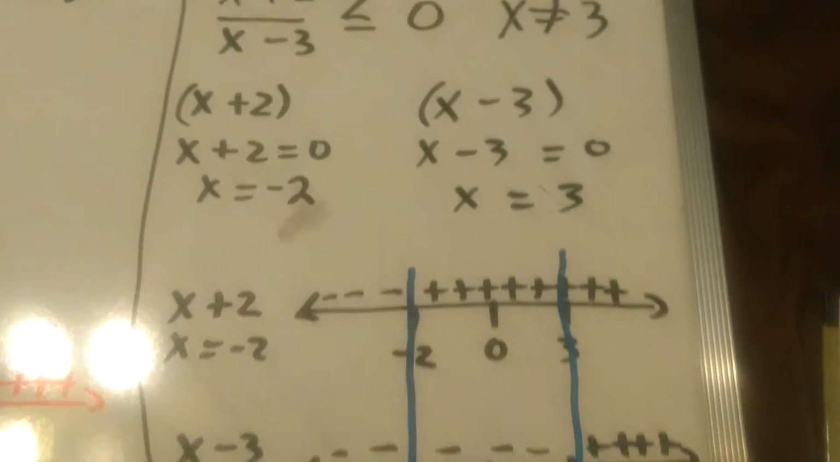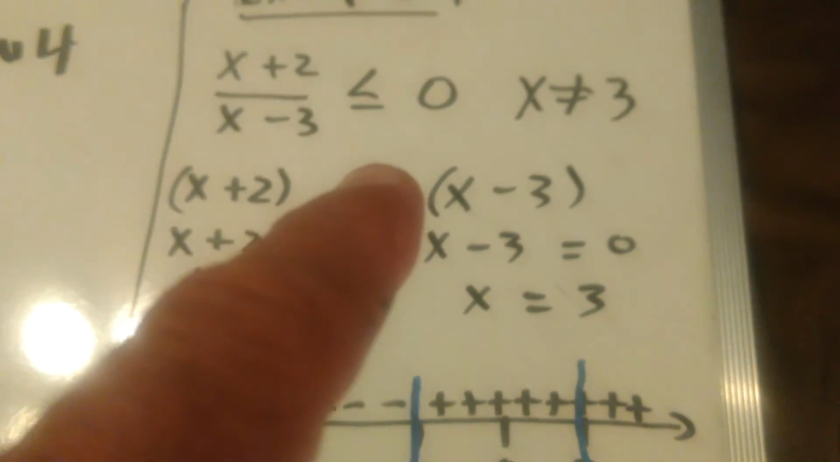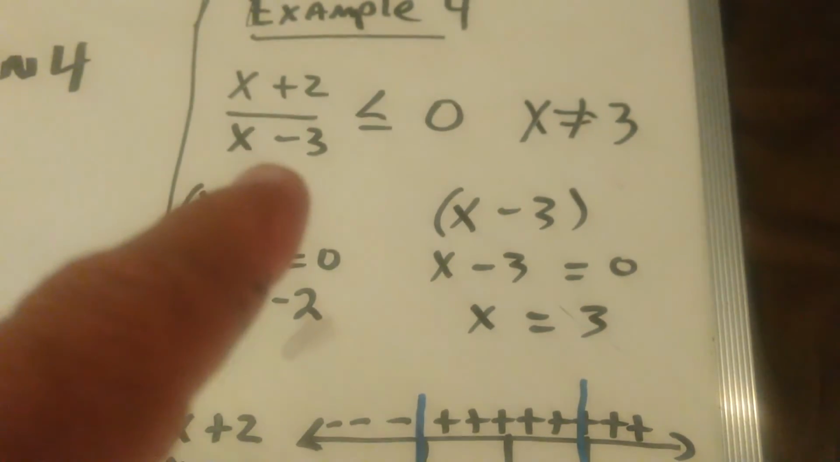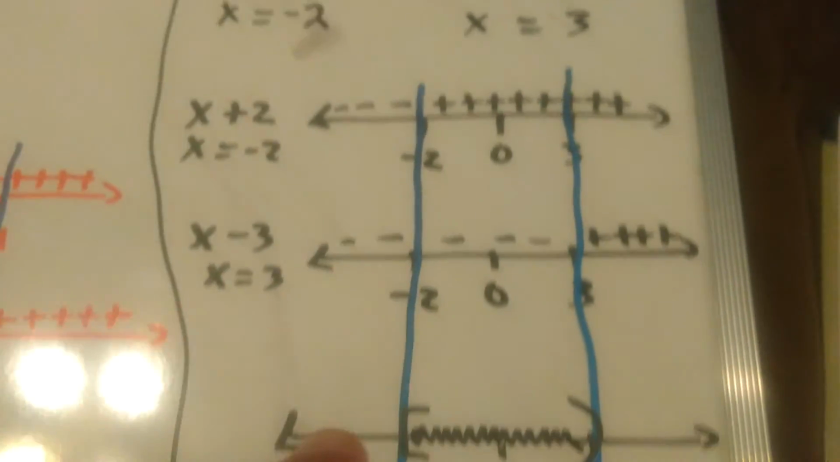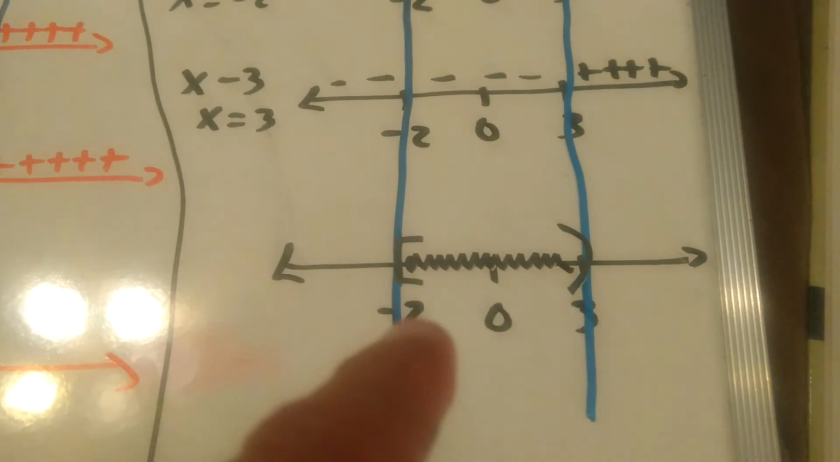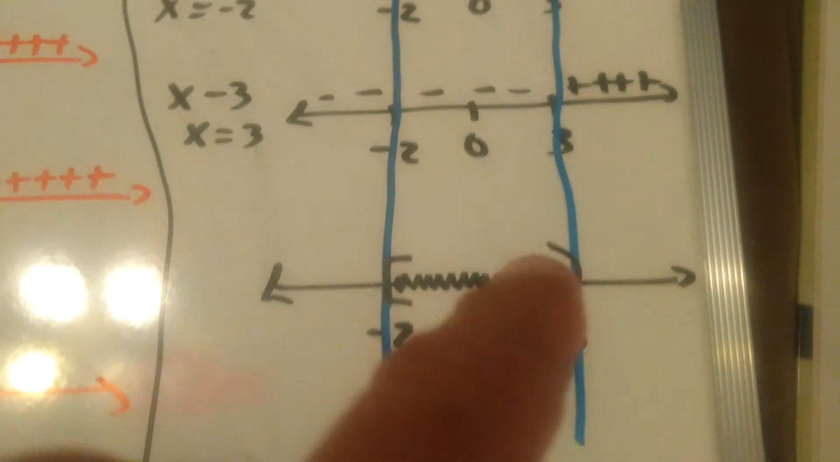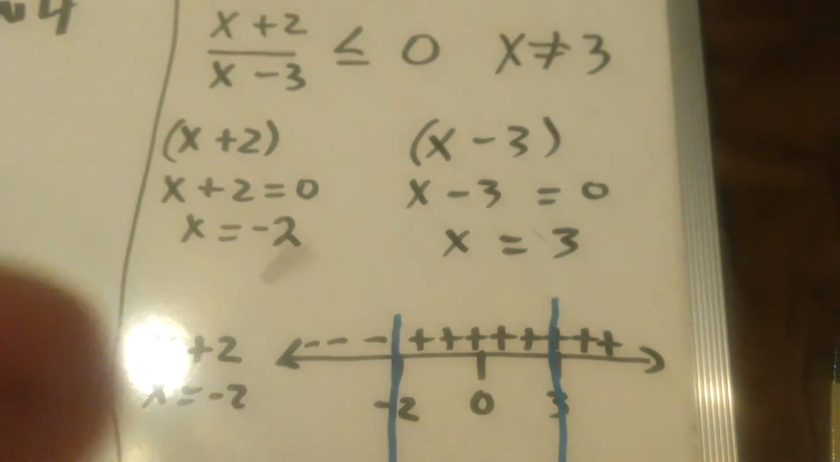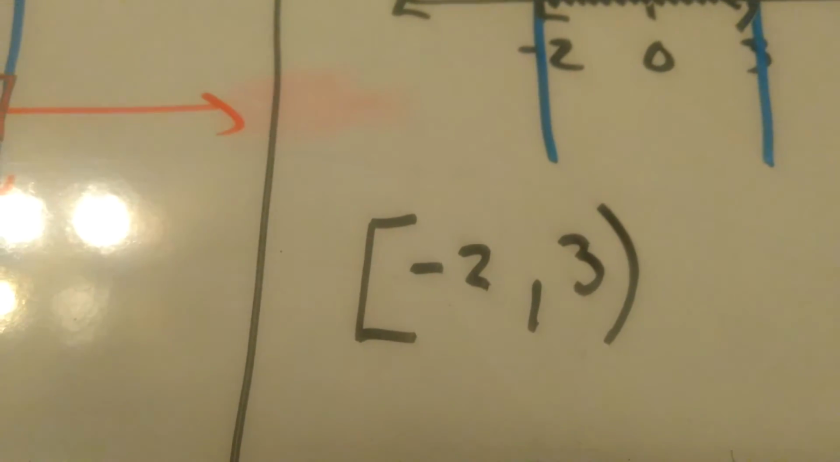Now, normally, because it says less than or equal to, we would use brackets. But because this is a fraction, and x can't be 3, then it is bracket negative 2, but it's parentheses 3. Because we can't use 3 in the denominator's place. In interval notation, it looks like this.